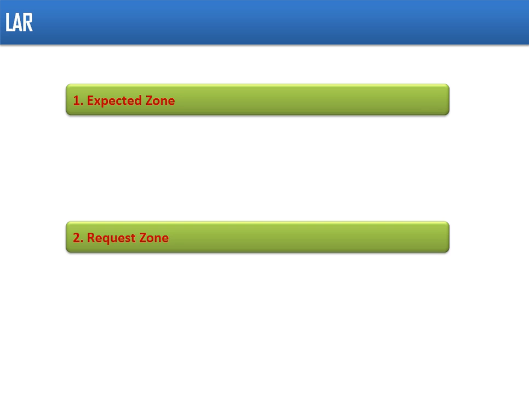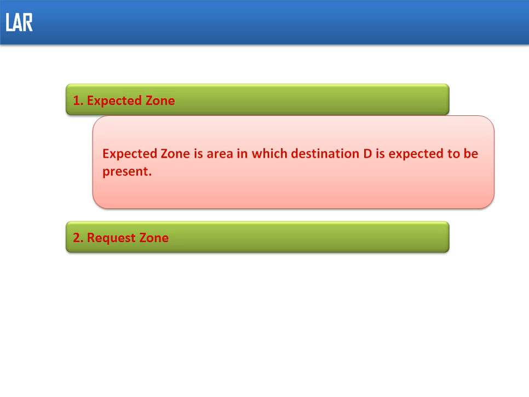Now LAR divides the network into two zones. One is known as the expected zone and the other is the request zone. The expected zone can be considered as an area in which the destination will be available, the area where the destination is moving. So the expected zone is an area in which destination D is considered to be available.